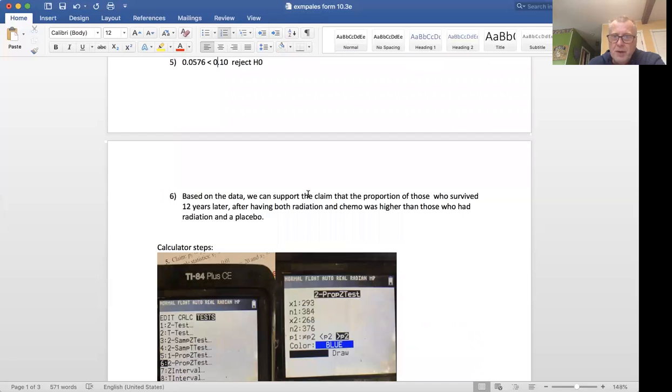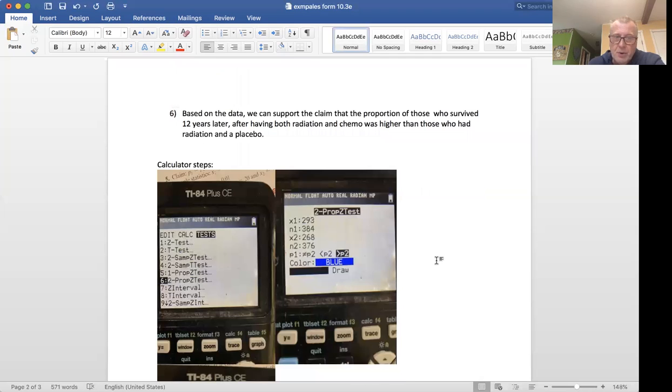Based on the data, we can support the claim that the proportion of those who survived 12 years later after having both radiation and chemo was higher than those who had the placebo and radiation. Let's look at our calculator input and output.